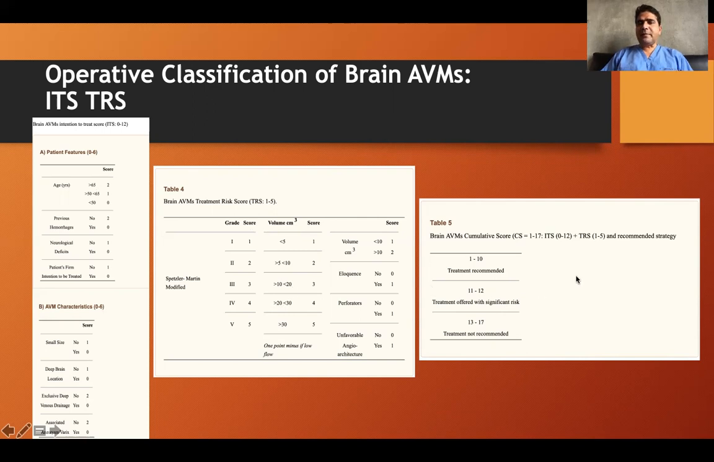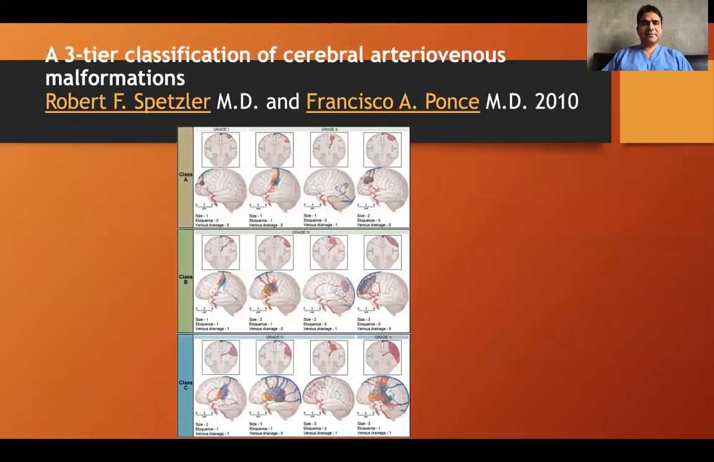So they have made this brain AVM cumulative score, and if the points are between 1 to 10, they strongly recommend treatment. If it is 11 to 12, treatment is offered with significant risk, and if it is 13 to 17, treatment is not recommended.